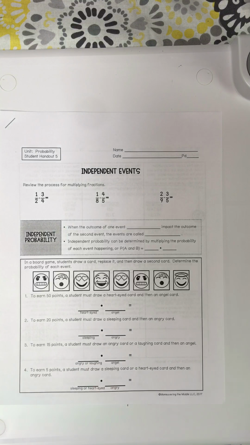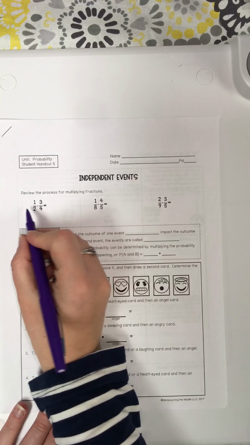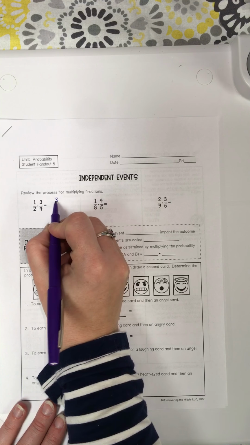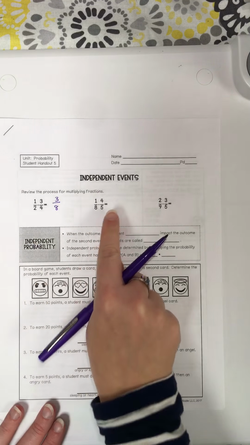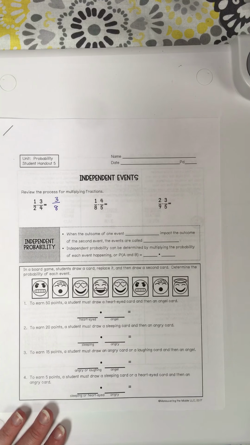Let's talk about independent events. We're going to review the process for multiplying fractions real quick, so go ahead, I'll do the first one with you. We just multiply straight across. 1 times 3 is 3, 2 times 4 is 8. And you're going to go ahead and do the other ones.